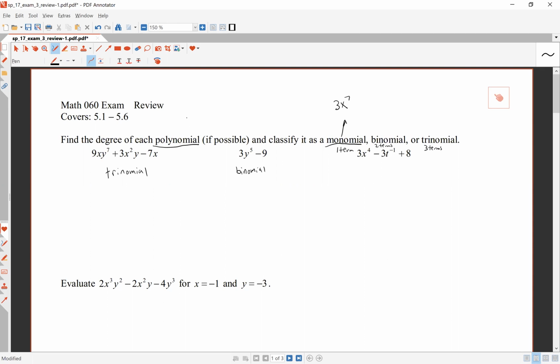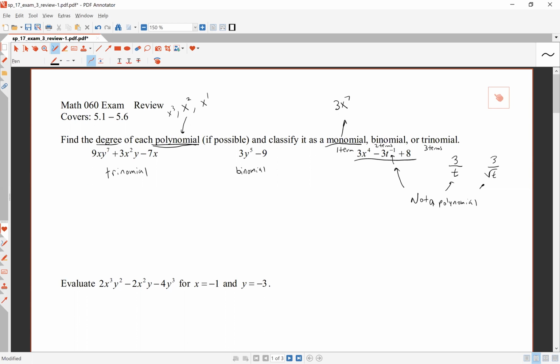Polynomials can only have exponents of 0, 1, 2, 3, and so on. They cannot have exponents of -1, and they can also not have exponents in a denominator or square roots on the variables. Those are all not polynomials. We only find the degree of polynomials, so the expressions that are not polynomials, we leave them alone.